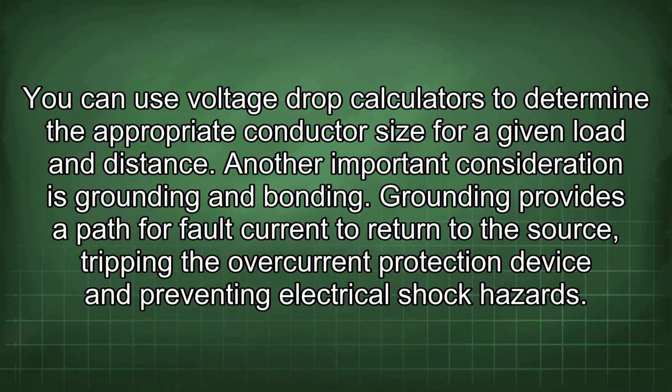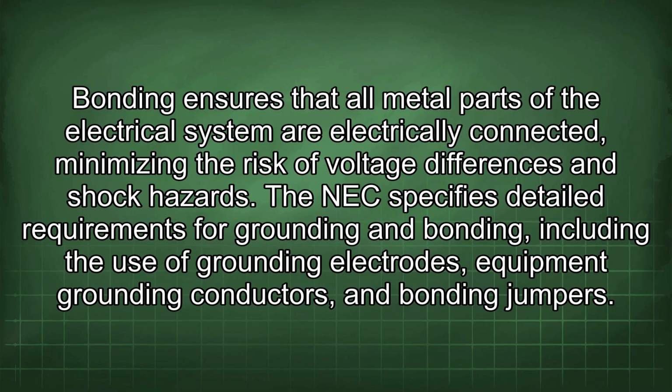Another important consideration is grounding and bonding. Grounding provides a path for fault current to return to the source, tripping the overcurrent protection device and preventing electrical shock hazards. Bonding ensures that all metal parts of the electrical system are electrically connected, minimizing the risk of voltage differences and shock hazards. The NEC specifies detailed requirements for grounding and bonding, including the use of grounding electrodes, equipment grounding conductors, and bonding jumpers.